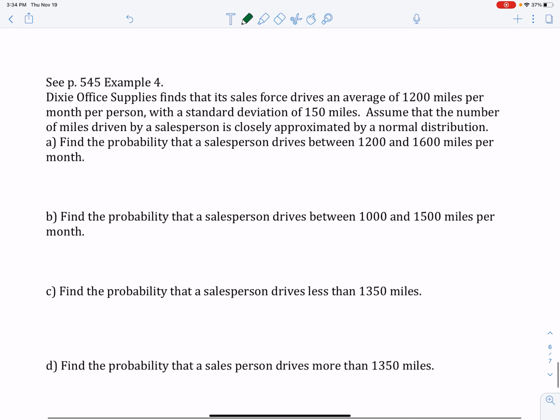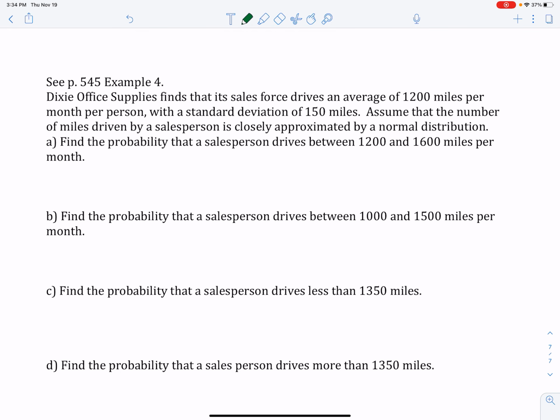Here it says, Dixie Office Supplies find that its sales force drives an average of 1,200 miles per month per person with a standard deviation of 150 miles. Assume that the number of miles driven by a salesperson is closely approximated by normal distribution. And part A says, find the probability that a salesperson drives between 1,200 and 1,600 miles per month. So to do that, we're going to use that Normalcdf function. So we press second, and then the VARS key, and 2 for Normalcdf.